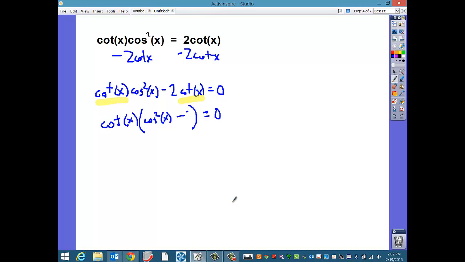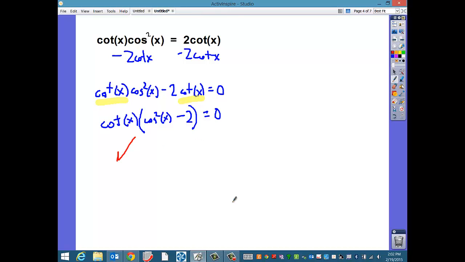Here we are, minus 2 cotangent times 2. It's a good thing I did that little checking move there. I always like to check as I go. Cotangent times 2 gives me 2 cotangent. Okay, now we're good.